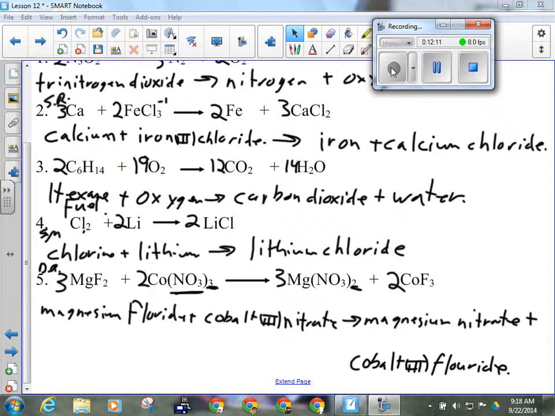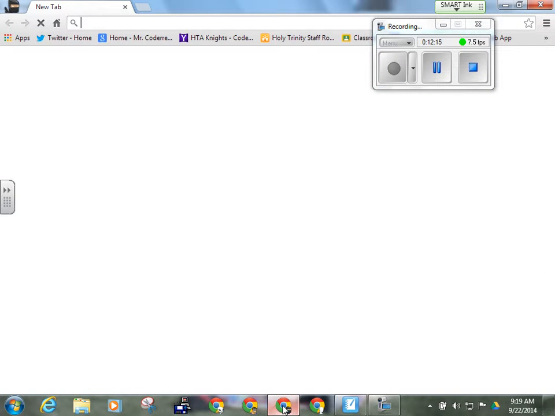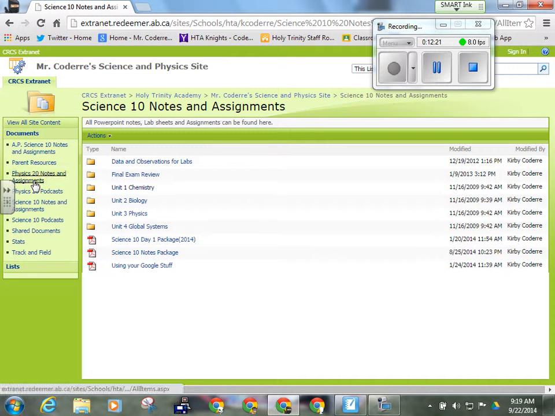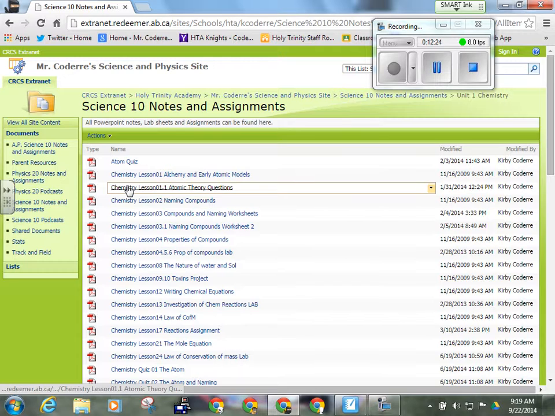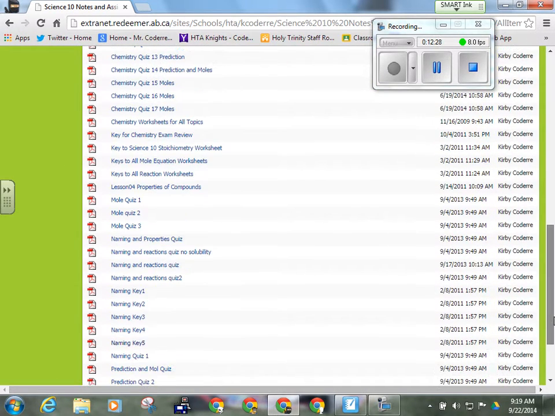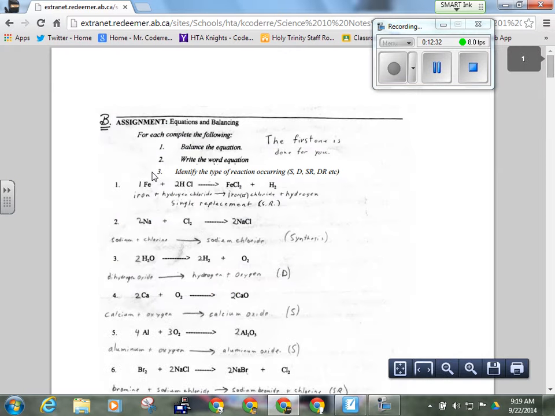When you are doing that worksheet there, guys, you can find the key for that so you can check as you go, on my website where you can usually find things: Science 10 notes and assignments, chemistry. And I think it's called Keys to All Reaction Worksheets. Yep. Okay, if you go there, you'll be able to check your work.